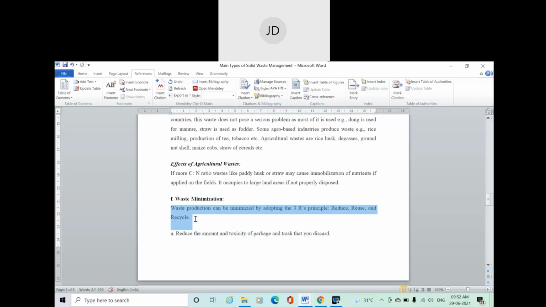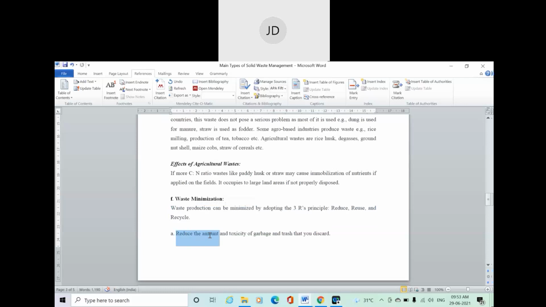So how can you minimize the waste? By using three simple approaches. You can go for reduce, or you can go for reuse or recycle. Recycle means you can make a different product from the same waste. Reduce means you can minimize it, and reuse means you can directly use the waste. So reduce, reuse and recycle.